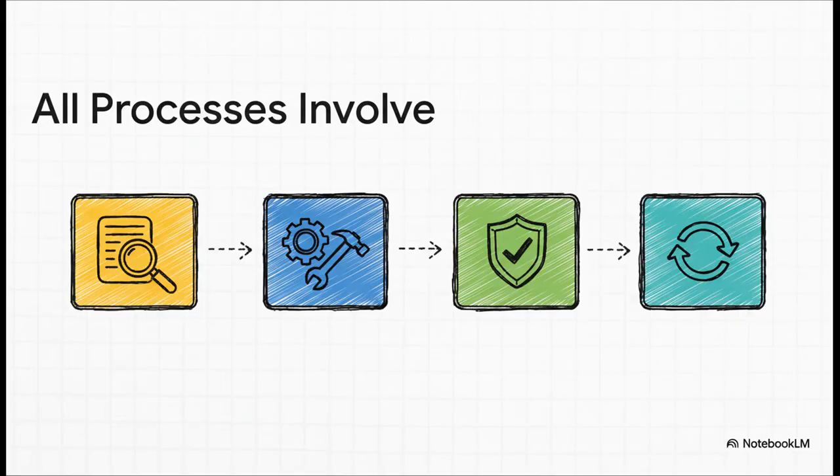Now, while there are a ton of different recipes for building software, they all share these four key ingredients. First, you've got to figure out what the thing is supposed to do. Then you actually plan it out and build it. Next, you have to check if it actually works the way it's supposed to. And finally, and this is super important, you have to keep it alive with updates and new features. Every process we're going to look at does these four things. They just might do them in a different order or focus on different parts.